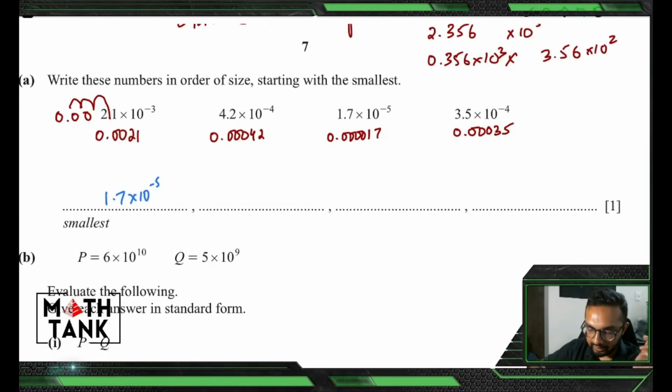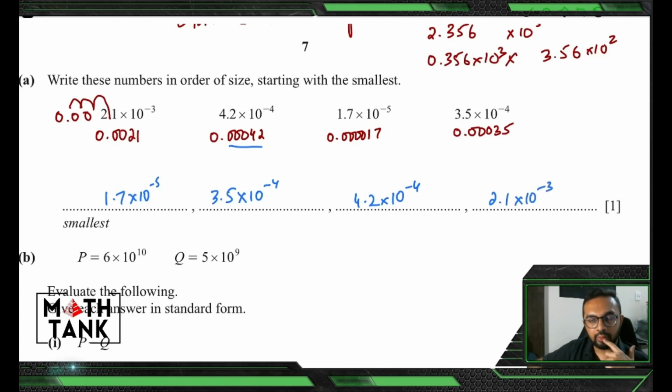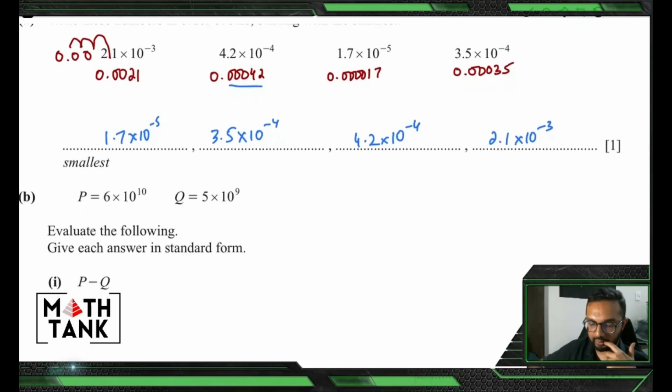Then this is a 5-digit number, this is also a 5-digit number, but this is obviously smaller because I have 35 and I have 42. So I'm going to say that the next is 3.5 times 10 power minus 4. Then I have 4.2 times 10 power minus 4. And then I have 2.1 times 10 power minus 3. So those are the numbers when arranged together.